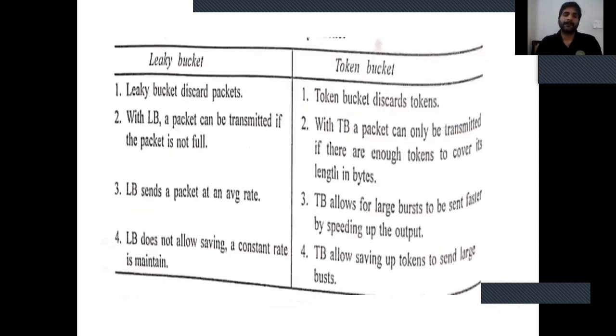So, the basic difference between leaky bucket and token bucket. Leaky bucket discards packets, while token bucket discards tokens. In the leaky bucket, a packet can be transmitted if the bucket is not full. In the token bucket, a packet can only be transmitted if there are enough tokens to cover its length in bytes. Leaky bucket sends packets at an average rate, while the token bucket allows large bursts to be sent faster, speeding up the output. Leaky bucket does not allow saving; a constant rate is maintained, while the token bucket allows saving of tokens to send large bursts. This is the basic difference.